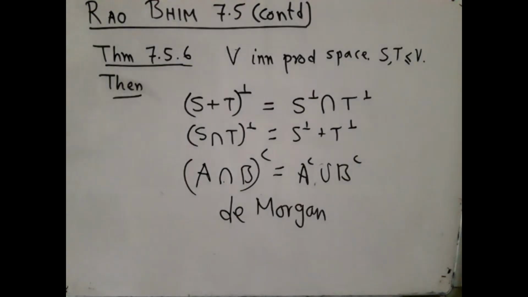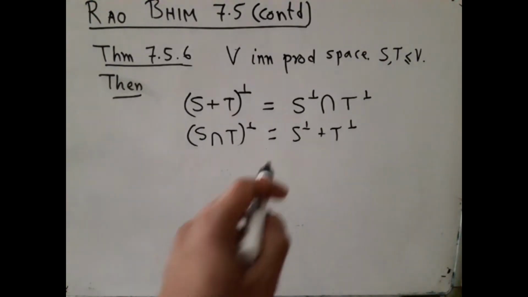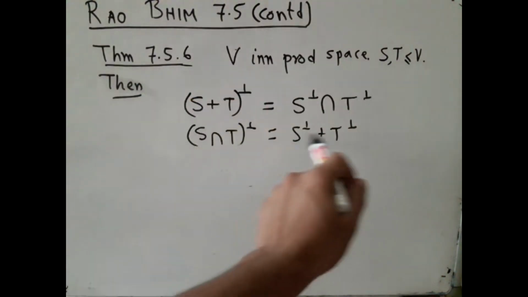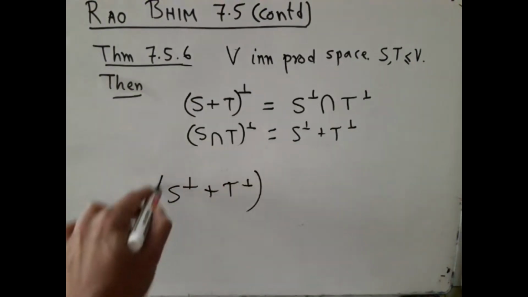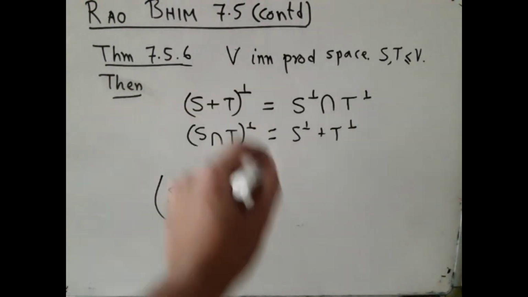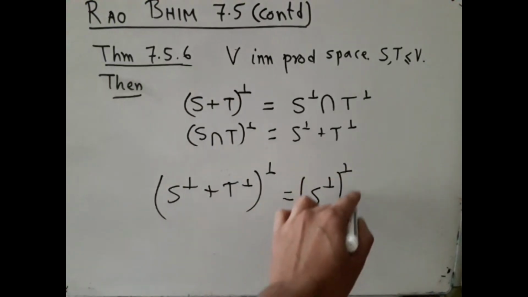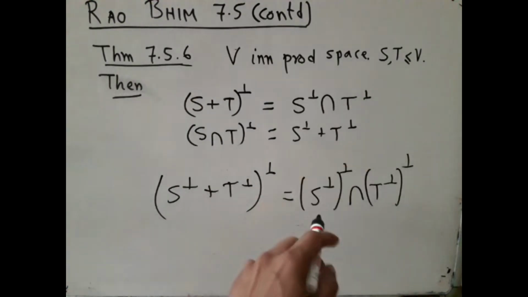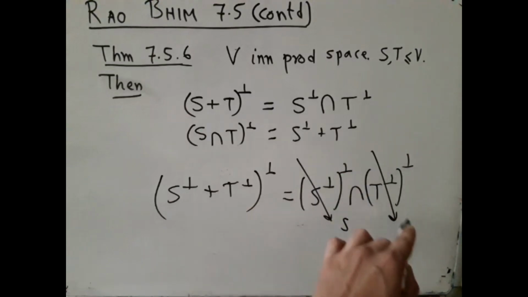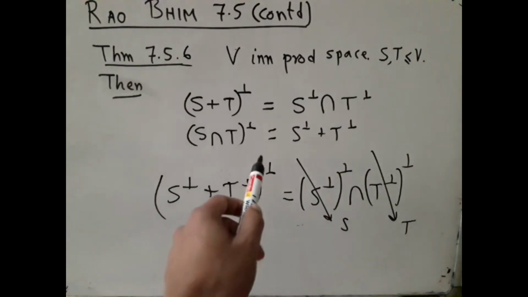And how do you prove this? That is pretty simple. You simply remember that S perp and T perp, they are subspaces. So I will apply the first result to this side. I will start with this and then take whole perp of that. So I will apply this result and I will be left with S orthogonal orthogonal of that, intersection T orthogonal orthogonal of that. Now I quickly recognize that this is nothing but S and this is nothing but T. So I see that S plus T orthogonal is this.